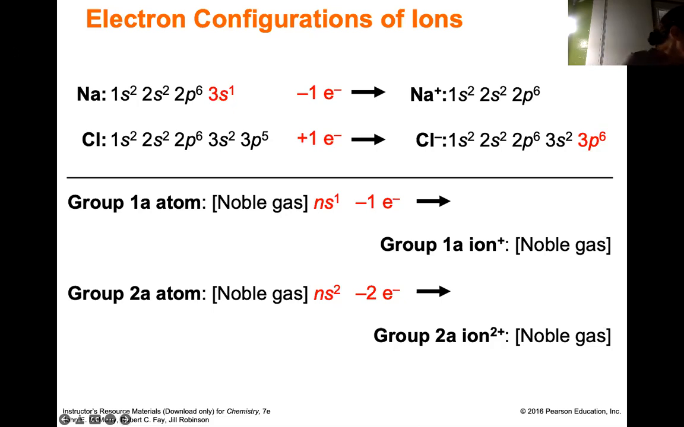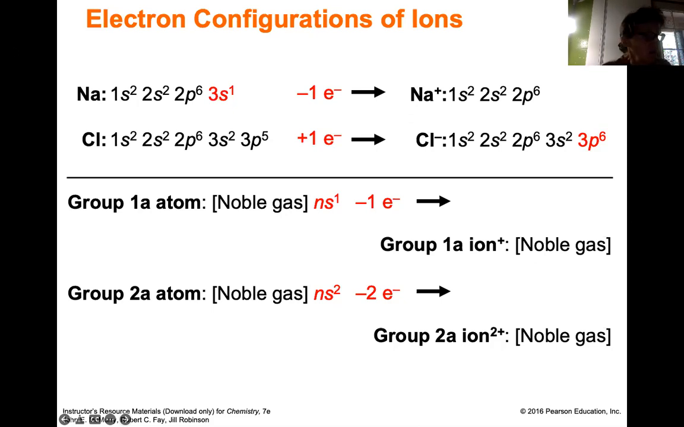And if you look at lithium, potassium, all of those in that group, they'll have a similar situation, where the neutral atom is a noble gas plus 1 extra electron. And then when you make it into a cation, it's just that noble gas configuration. And we know that that's a very stable configuration.